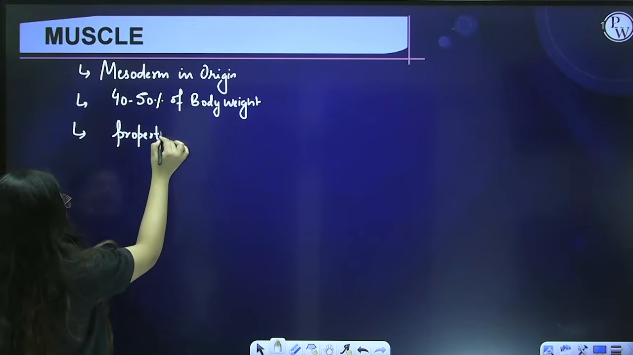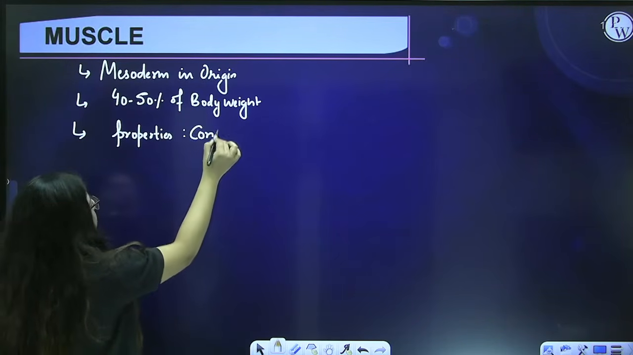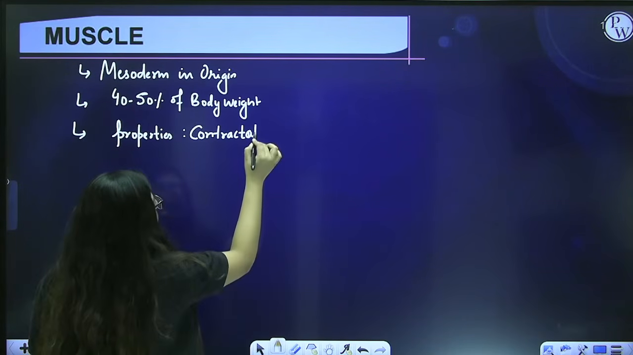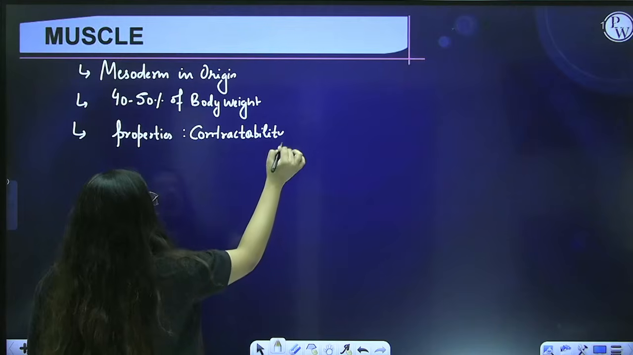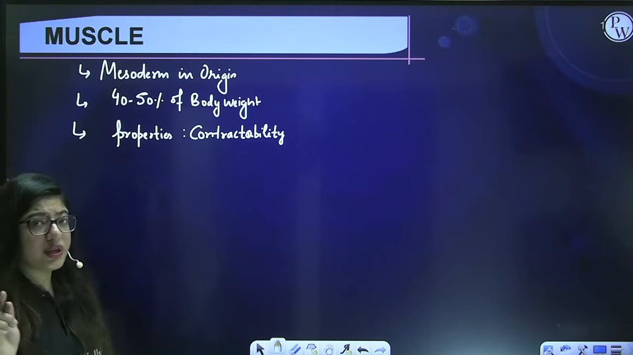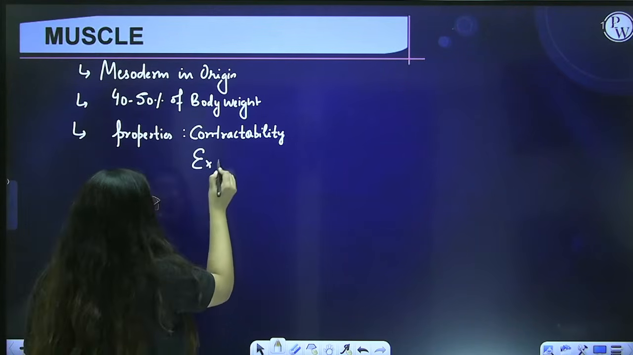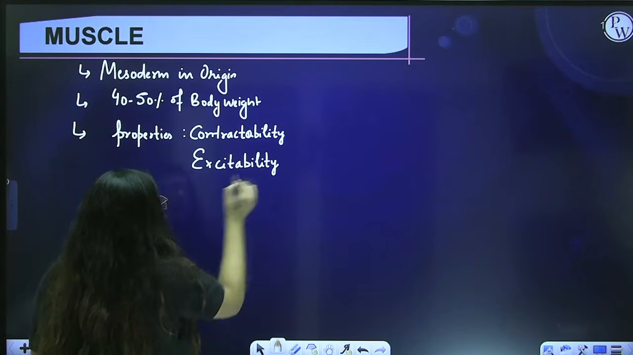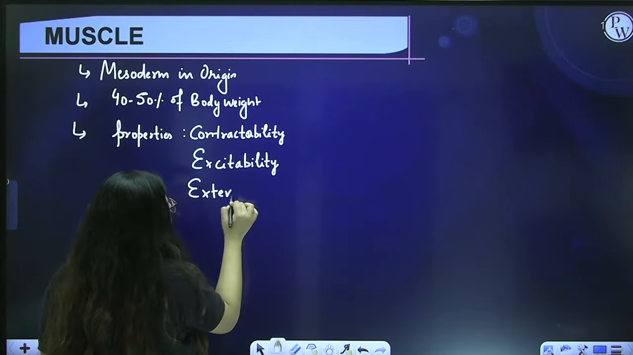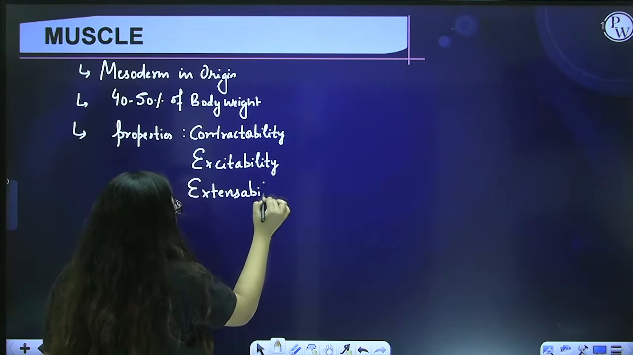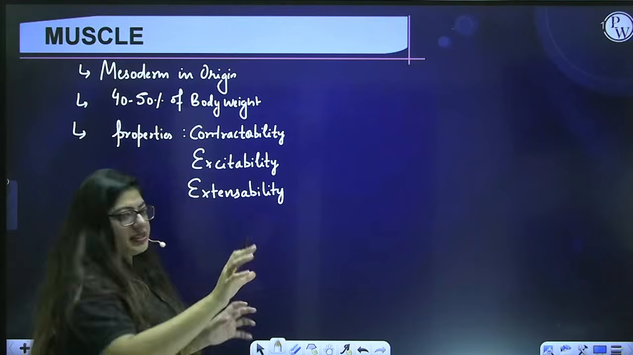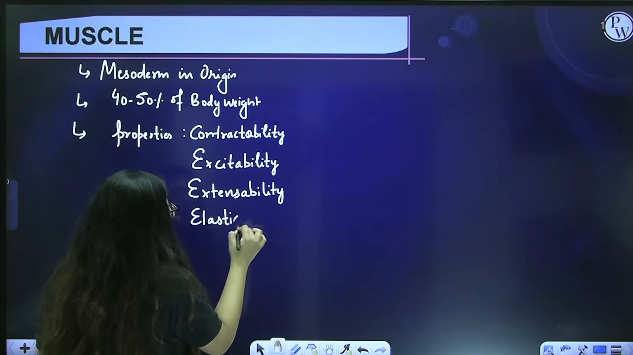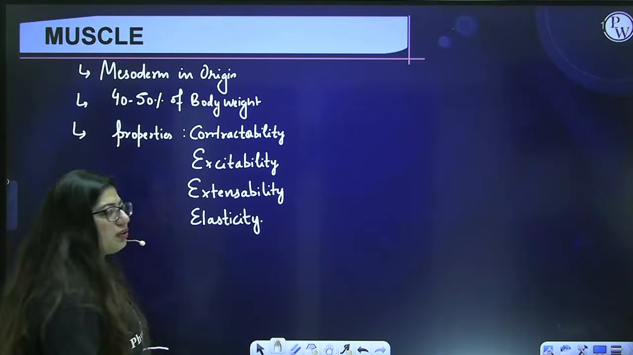Your muscles can contract and relax. That's the property of contractility. Second, just like neurons, they are also excitable. So excitability. It can also extend, so it has the property of extensibility. And the last property, just like a rubber band, is elasticity. That's why you are flexible.